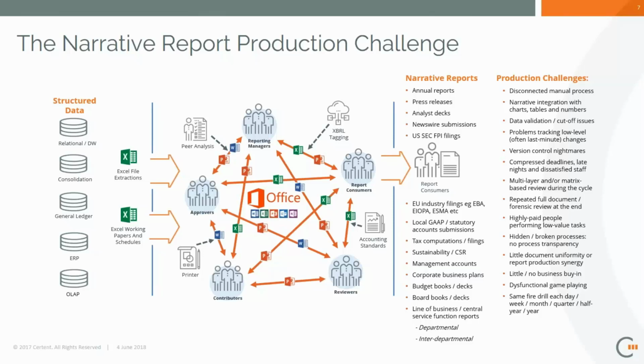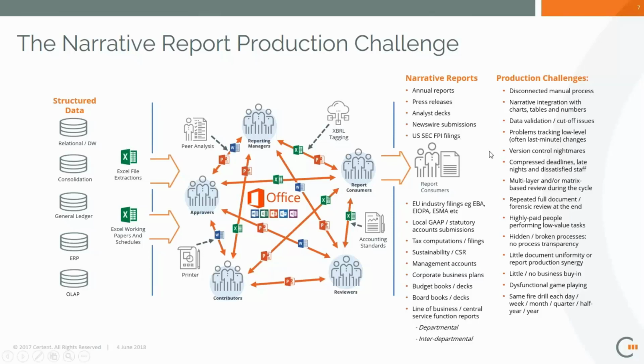So when it comes down to individual challenges, we have the disconnected manual process, but we also have the situation where numbers not only have to be integrated with charts and tables, but also the narrative itself. So for number changes over here on the left-hand side, every instance of that number has to change in every report wherever it currently resides at the moment. We also have a situation where one part of a report may not tie out to another part of the report, so there's data validation issues. And two people may have problems tracking low-level changes, even though they're looking at the same part of the report.